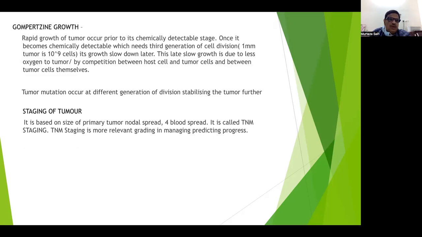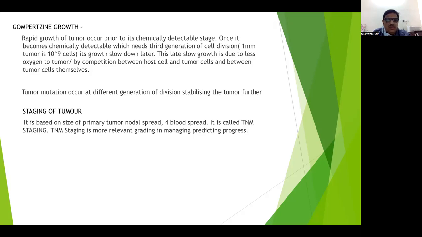Now come to the Gompertzian growth. Gompertzian growth is a rapid growth of tumor cells prior to its clinically detectable stage. Once it becomes clinically detectable, which needs about thirty generations of cell division, a 1 cm tumor has more than 10 to the power 9 cells. Its growth slows down later. This late slow growth is due to less oxygen to the tumor, by competition between host cells and tumor cells, and between tumor cells themselves.